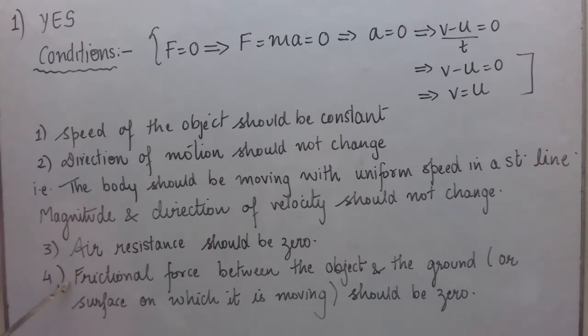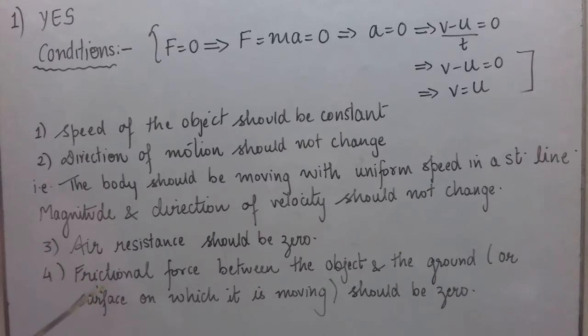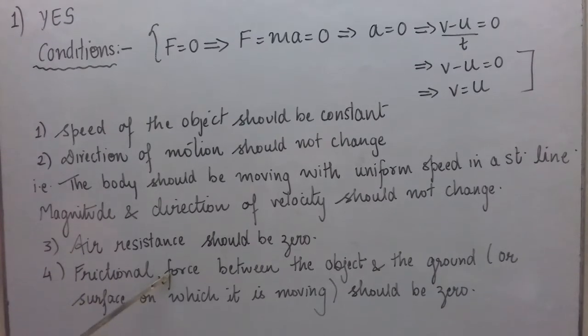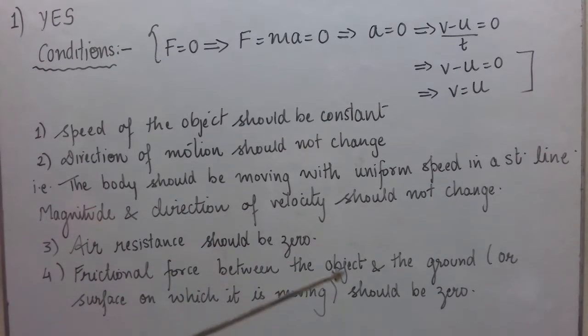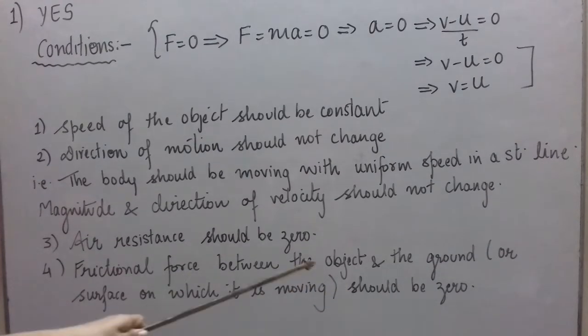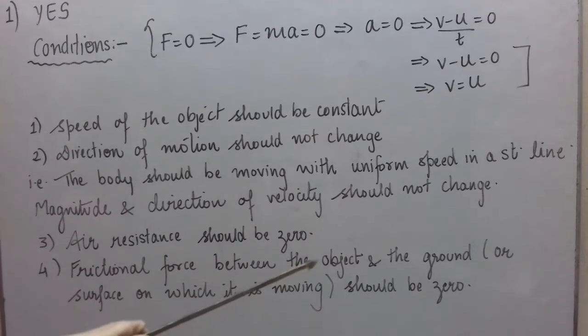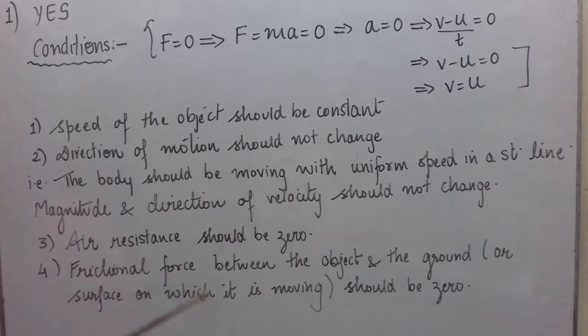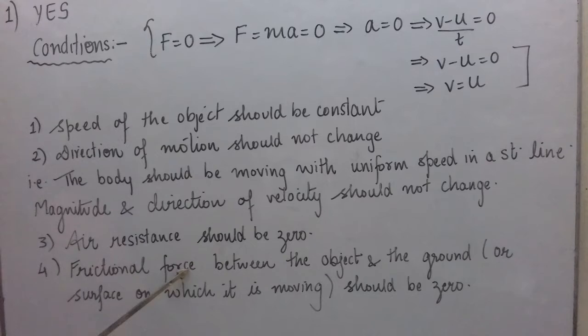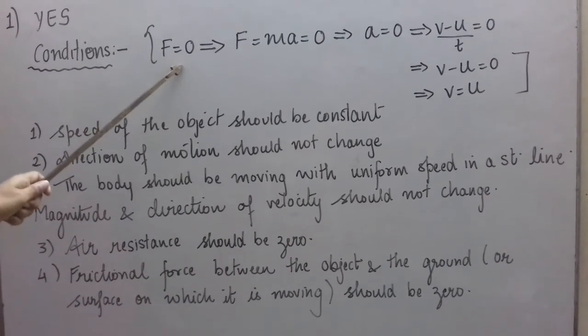The fourth point is opposing force. One more opposing force is there, that is frictional force, which acts between the object and the ground or surface on which the body is moving. This force should also be 0, then only F can be 0.